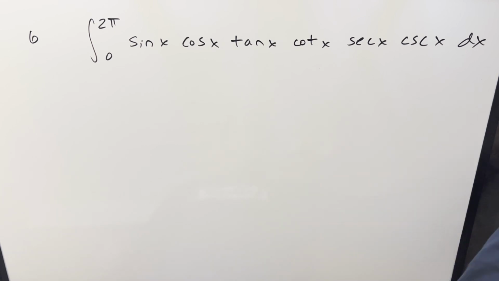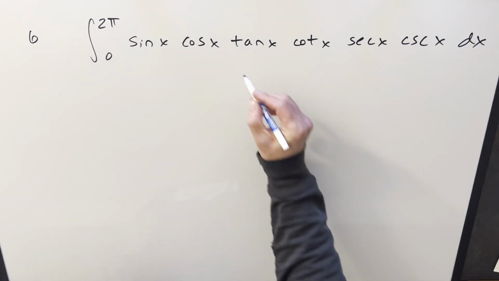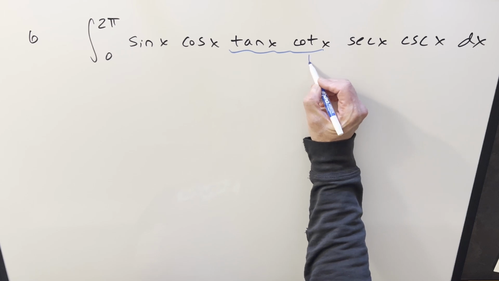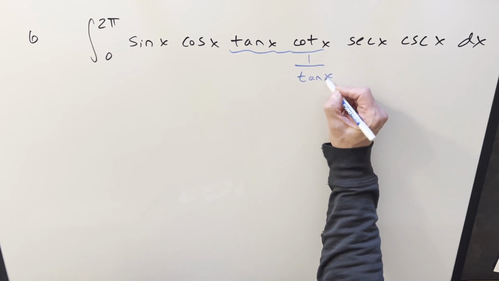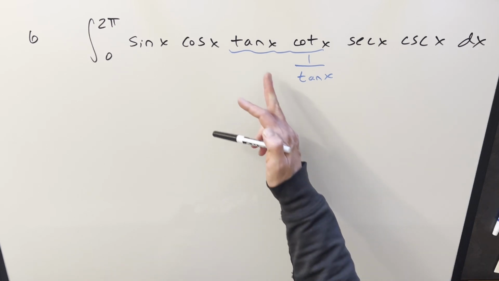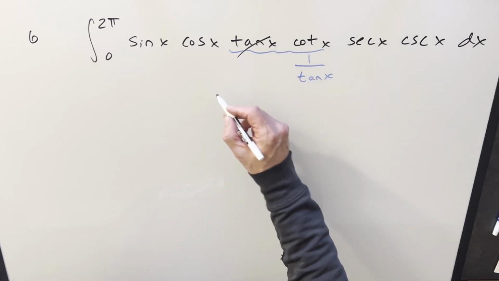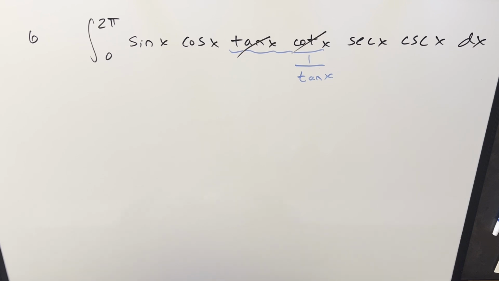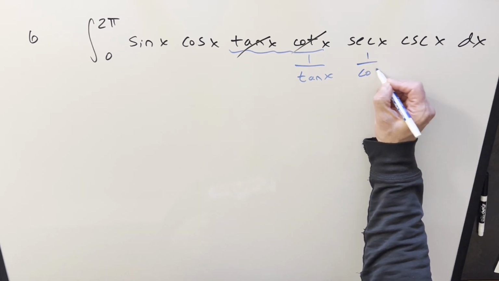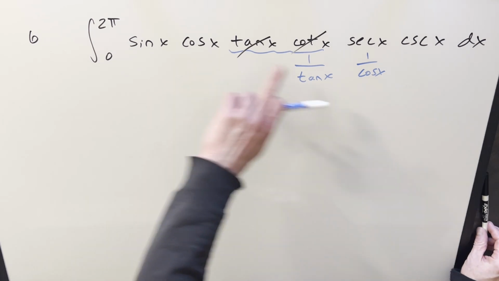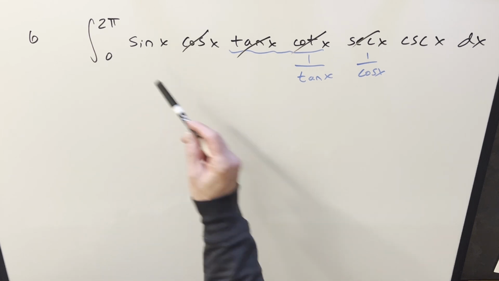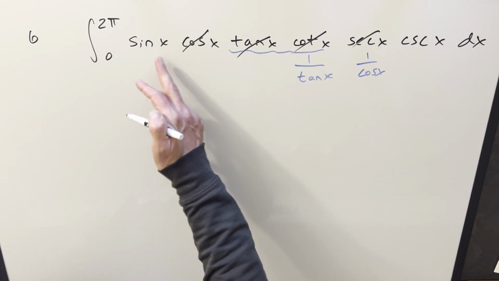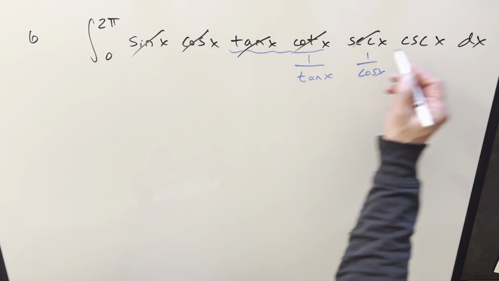I think maybe a good place to start is with just this tangent and cotangent right here. Cotangent is the reciprocal of tangent. So when you multiply these two together, that's just going to cancel down to a 1, so we can get rid of that. But we can do the same kind of thing all over the place here. Secant is 1 over cosine x, so if I multiply cosine times secant, that's going to be a 1. But also cosecant is 1 over sine x. Sine times cosecant, that's going to be a 1.